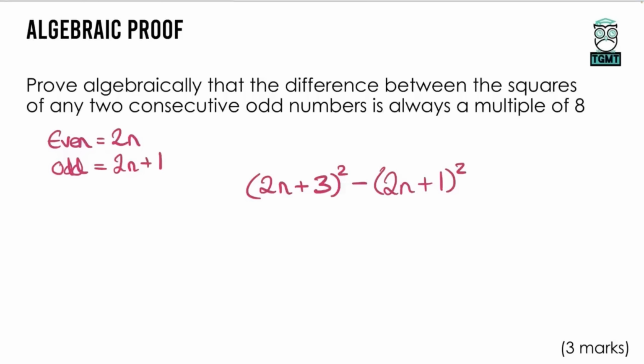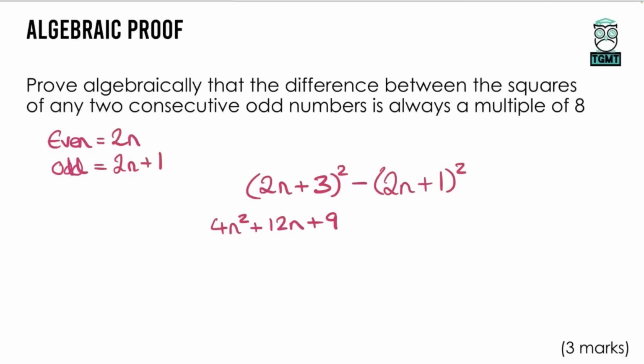So for the 2n plus 3, we would get 4n squared plus, and maybe expand it to the side, but I would like to do it all in one go. 2n times 3 will be 6n. We've got 2 of those, so we would have plus 12n, and then plus 9.